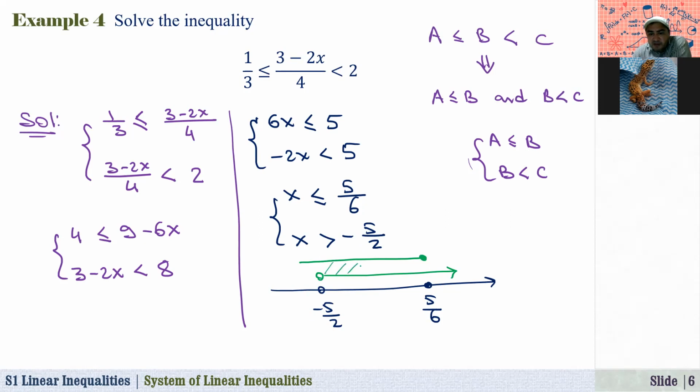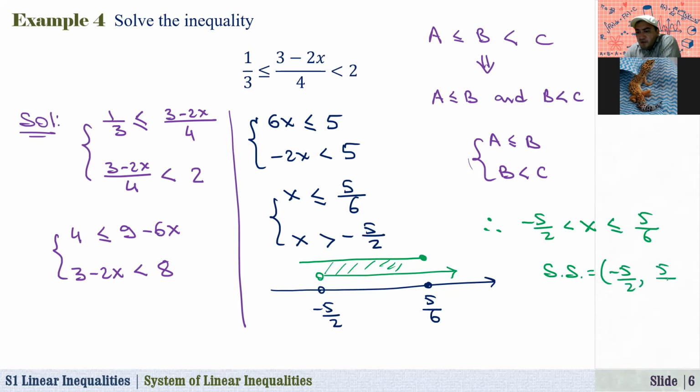In this region, we have parallel lines. So that is the solution set. Now from here, x is greater than -5/2, just greater than, not equal. Here we have x less than or equal to 5/6. Or as a solution set, the solution is, no, -5/2 is not inclusive, so -5/2 to 5/6.